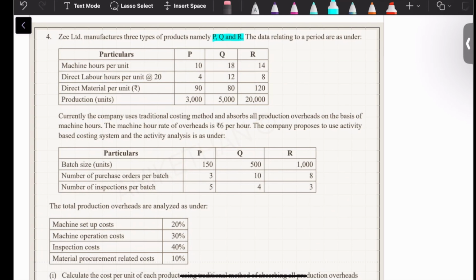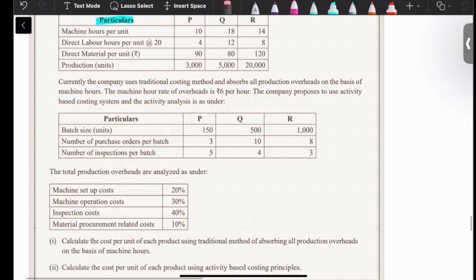Let's see. We have machine hours per unit, then direct labor hours per unit at 20. So both are at 20. Then we have direct material per unit, then you have production units. Currently it is on the traditional basis and overhead is absorbed on the basis of machine hours. Factory overhead is 6 per hour.